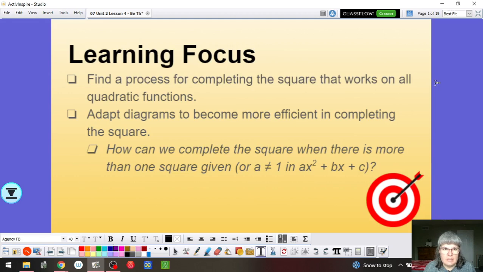In this lesson, we are going to focus on finding a process for completing the square that works on all quadratic functions. We will be adapting diagrams to become more efficient in completing the square, and we will answer the question, how can we complete the square when there is more than one square given, or a doesn't equal 1 in ax squared plus bx plus c?